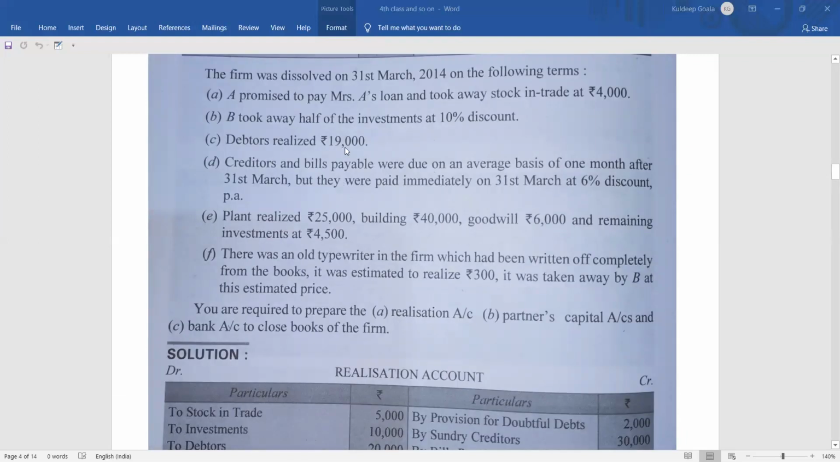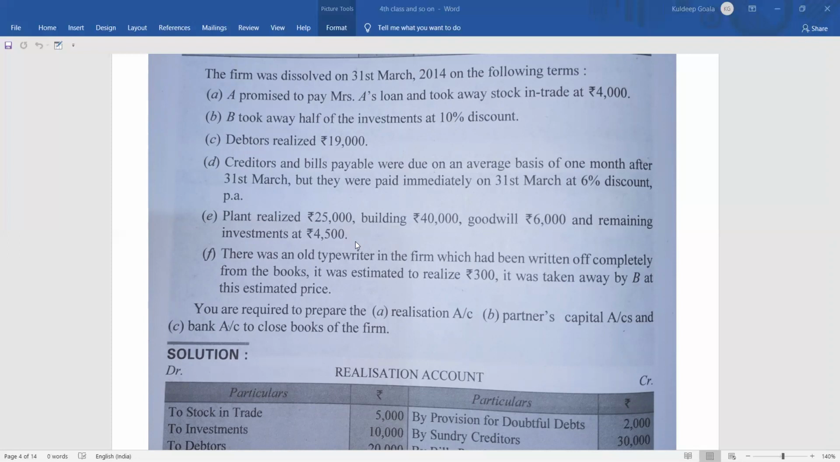Now coming to the next point. Debtors realized 19,000. I told you that find out all the assets realized and we can give them together. So debtors were realized 19,000. Next was creditors and bills payable. It is relating to liability, so ignore it. We are ignoring it just because we are finding out only how much money we have got by selling the assets. In point number D, it is liability, so we are ignoring it for the time being. Then point number E, plant was realized 25,000. So 19,000 plus 25,000 plus building was realized 40,000 plus goodwill was realized 6,000 and the remaining investment was realized at 4,500. So the total will be put up at a time.